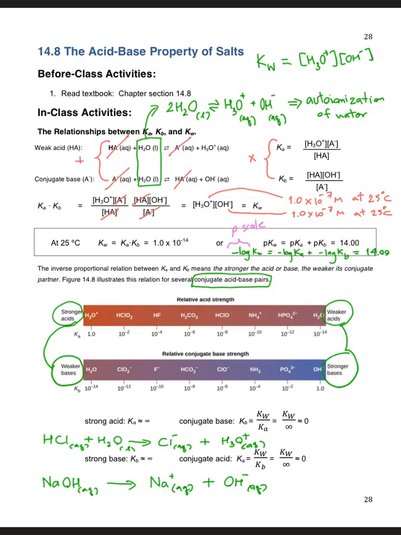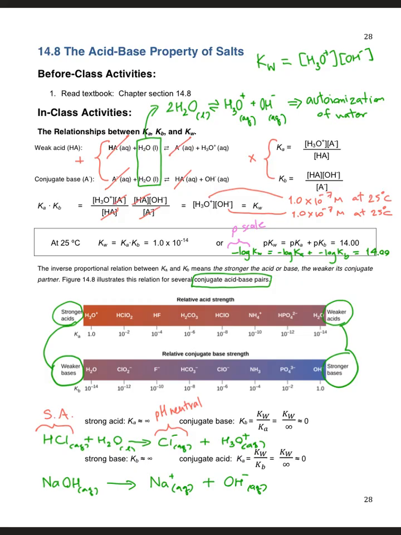For example, consider the strong acid hydrochloric acid. When hydrochloric acid, which is a strong acid, is dissolved in water, it is going to dissociate completely into chloride ions and hydronium ions. The one-way arrow of the strong acid tells us that the chloride ion would not recombine with the hydronium ions. In this case, the conjugate base chloride ion will not behave as a base. It will behave as pH neutral.